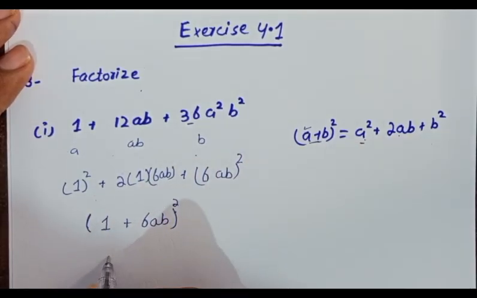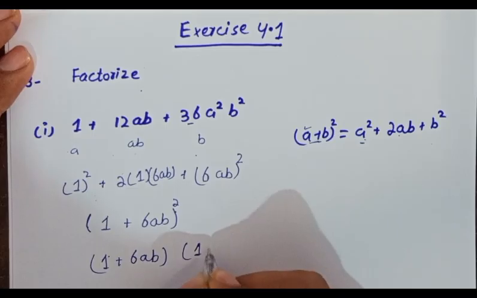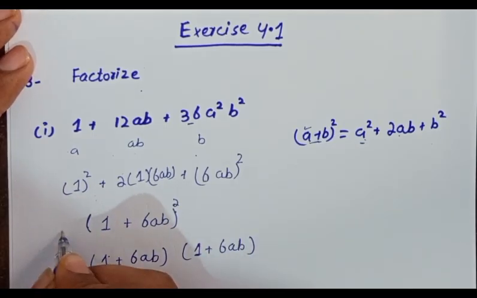So I can also write it as 1 plus 6ab in brackets, because it is in square form. So (1 plus 6ab) whole square. It is solved.